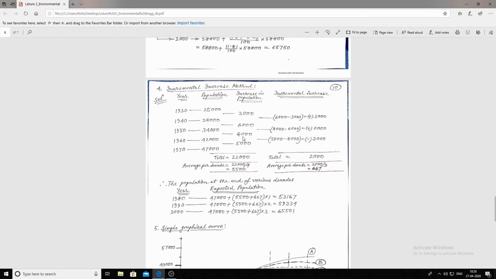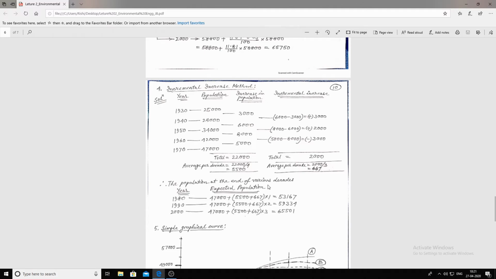In this manner, we calculate the rest: this decade is 8000 and the next decade is 5000. So, the increase is minus 3000; actually there is no increase, there is a decrease in the population. If you sum up all these values, the average increase in population is 22,000 divided by 4, which is equal to 5,500, and the average incremental increase is 2000 divided by 3, as these are the three data, which is equal to 667.